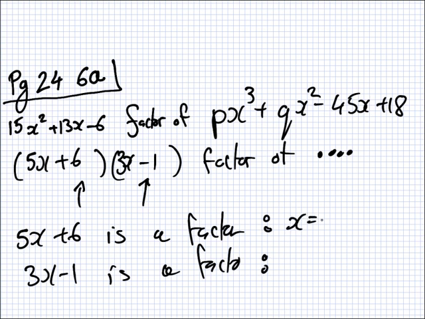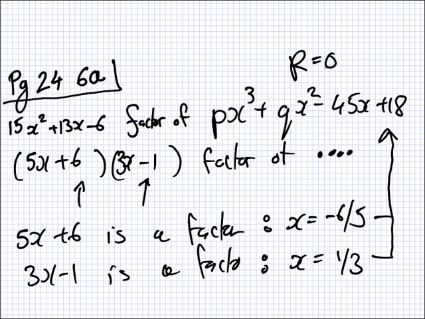x equals negative 6 over 5, and here x equals 1 over 3. And then what do I do with that? Sub both of them in. And then what should the remainder be? Zero. I'll get two equations with two unknowns. What are the two unknowns? P and Q. And then I can solve it.